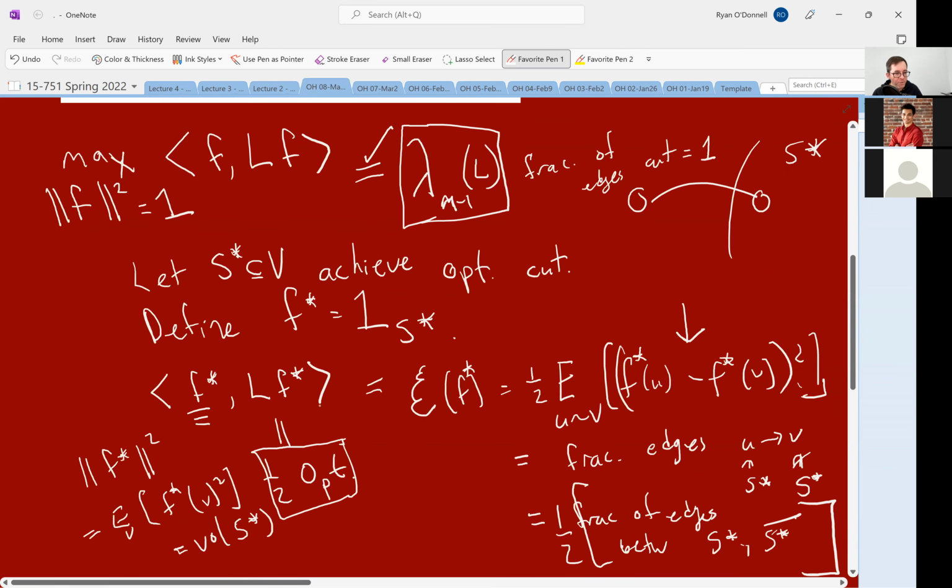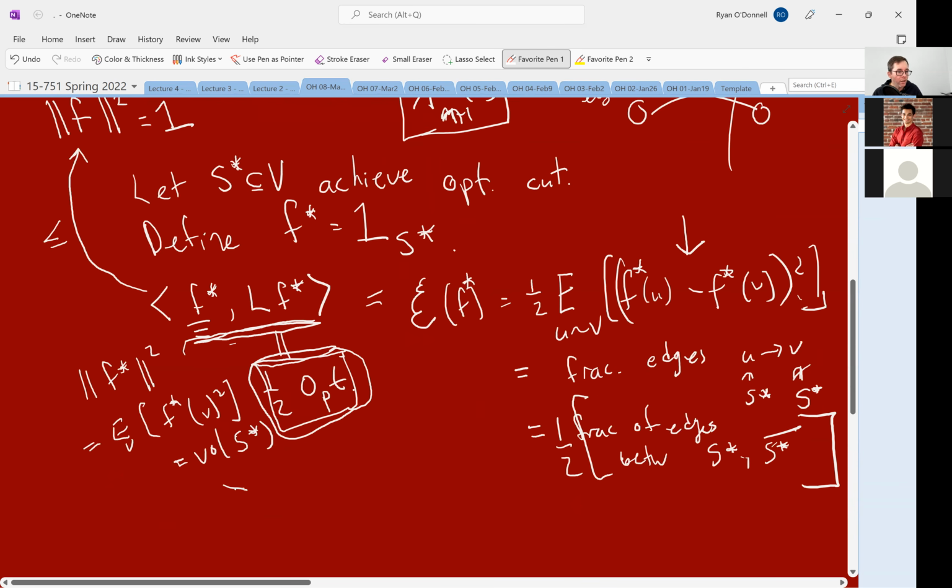The observation we've seen so far is that when you choose f star to be the 0, 1 indicator of the optimum, this quadratic form is a half times opt. And definitely this is at most this, which equals the maximum eigenvalue. But putting everything together, that gives us opt is at most 2 times this lambda of L, which is weaker. We're trying to get, it should go to a half. That's true.